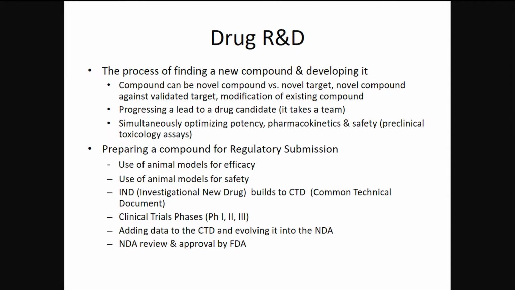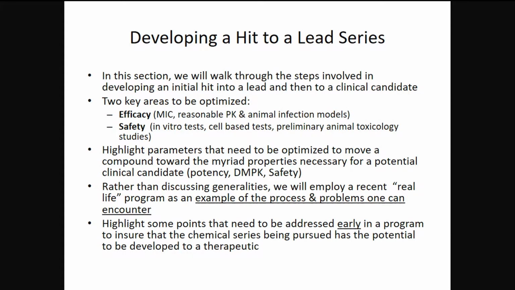So drug R&D itself. We're going to talk about the process of finding a new compound and developing it. And what we'll see is there are various ways you can find new compounds. Also how you progress a drug to a lead compound. And the most important thing there is it takes a team of individuals that have very different skills. You need chemistry, pharmacology, microbiology, a broad range of skills. Later on, I'll also talk a little bit about pharmacokinetics and some of the toxicology models that are important, and how you prepare a compound for an IND, the various stages you have to go through to get a compound to the point where the FDA will allow you to take it into the clinic.